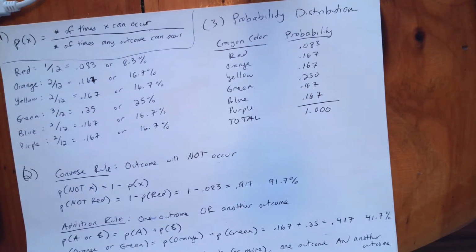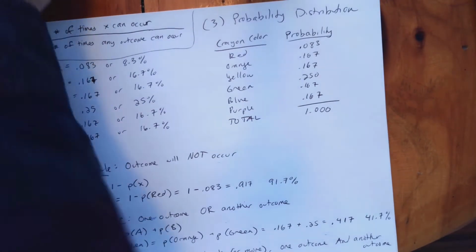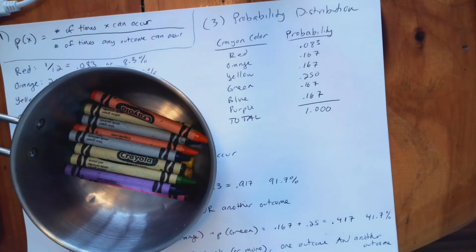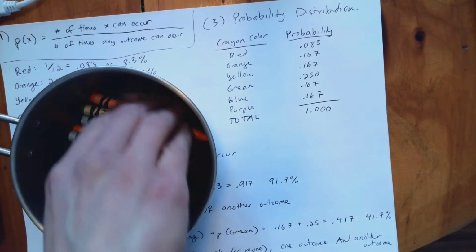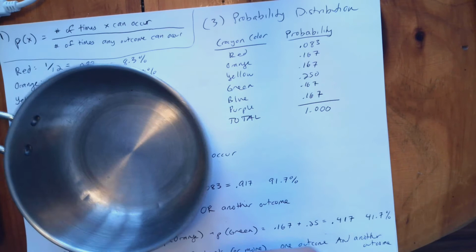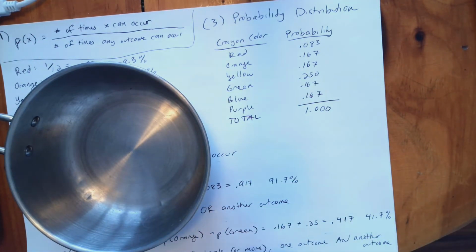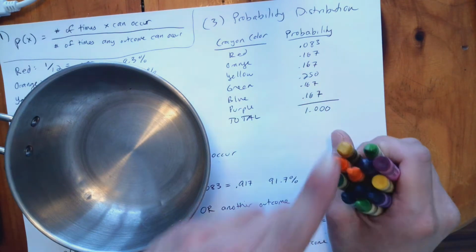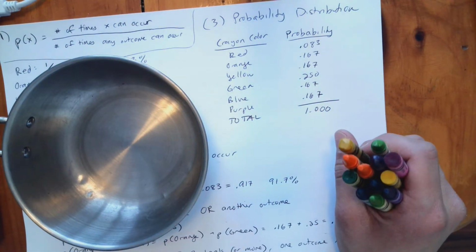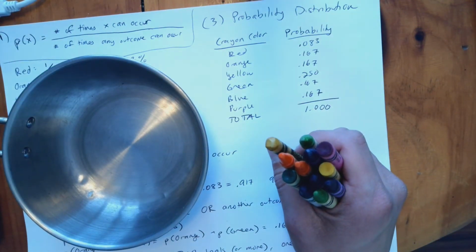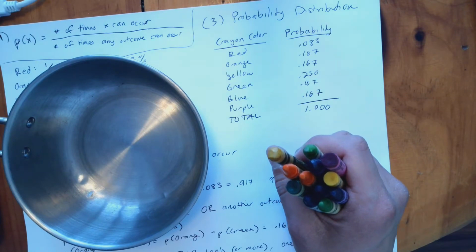I also mentioned that probability distributions can either be based on what's known about a population or logic or theory. In this case, this would be an example about what we know about a population. So in this case, our population is 12 crayons. We know the exact number of crayons we have. We know the exact number of times each color appears. And so we're able to calculate probabilities based on this population.